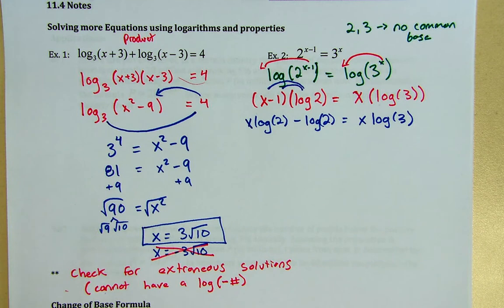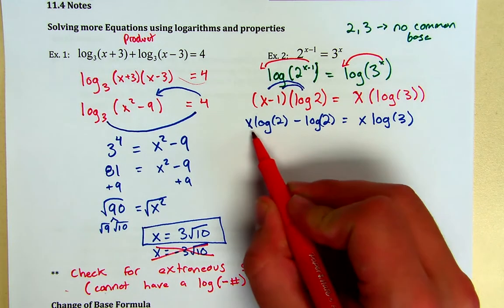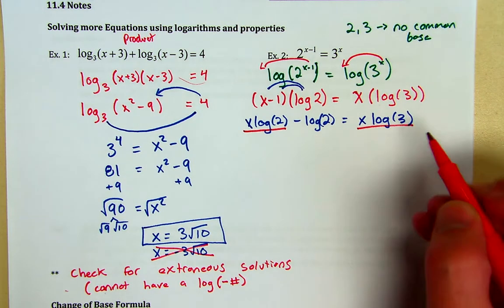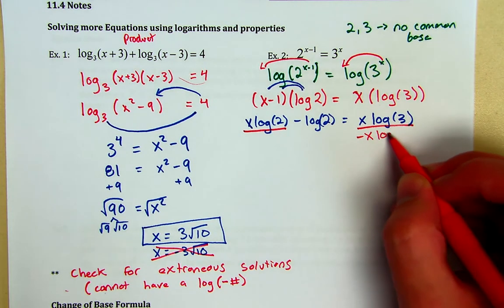Now again, I want the x's on the same side. So I'm going to keep this one positive and move this one over. So subtract x log 3.